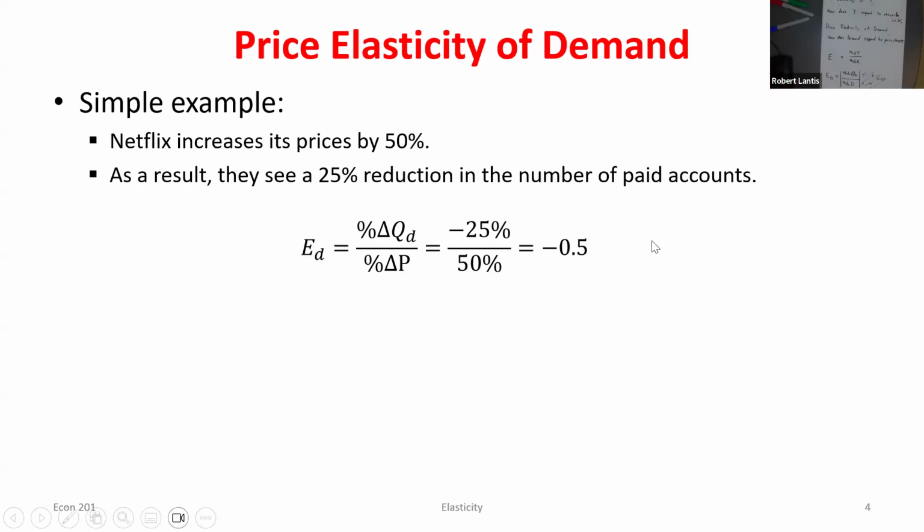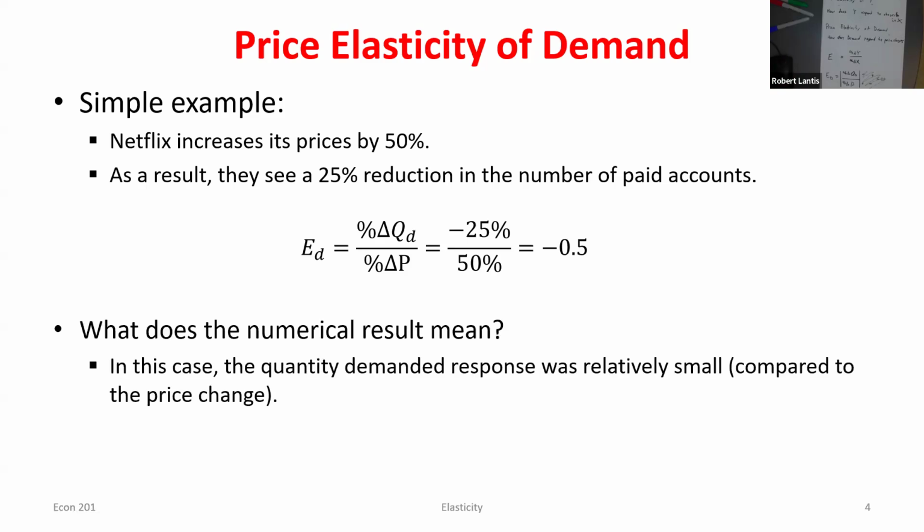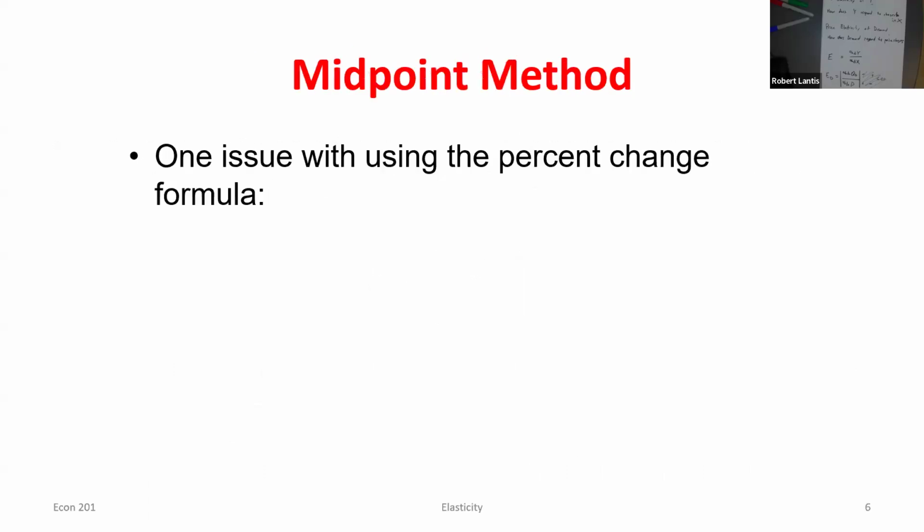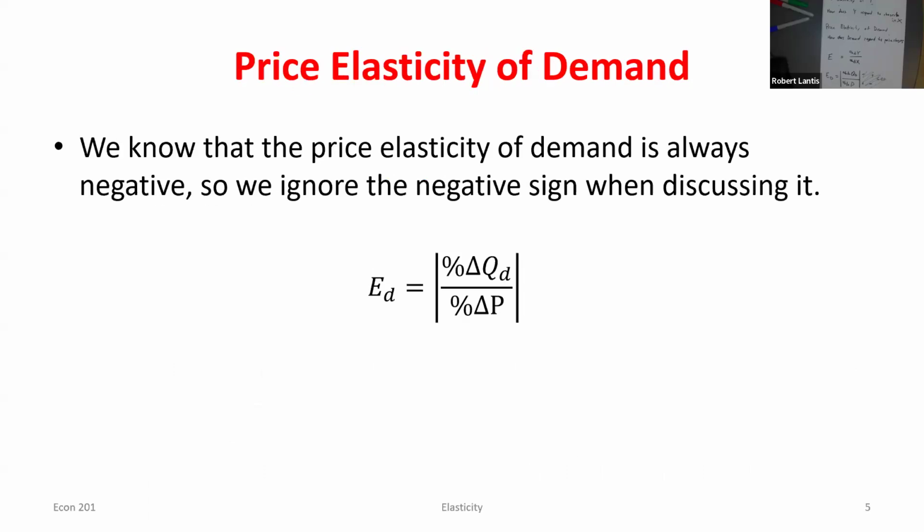Here we end up with negative 0.5. Now I said it's negative. We have one more step, which is what? Take the absolute value, right? We've already kind of jumped the gun here from my slides. It's always going to be negative. We just care about the magnitude. So here we would say the price elasticity of demand is 0.5, right? We just want to know what the magnitude of that value is. Absolute value, right? Once again, I jumped the gun from my slides, but we're always taking the absolute value.